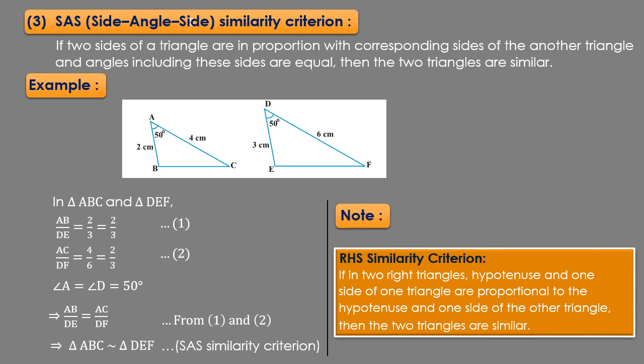So if we are given two right triangles, in those two right triangles the corresponding hypotenuses must be in proportion, and any one of the remaining sides must be in proportion with the corresponding side. Then we can say that these two triangles are similar by RHS similarity criteria.